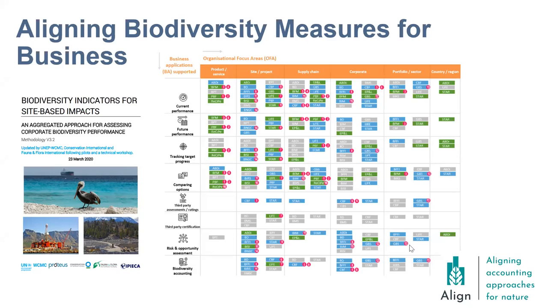And there's also an ongoing piece of work further to the Aligning Biodiversity Measures for Business Collaboration, looking at aligning accounting approaches for nature, which was just launched last week and which is hoping to move towards harmonization in biodiversity measurement. But within this, there are obviously a number of biodiversity footprinting approaches that are referenced in the IUCN guidelines, as well as a number of site-based approaches. For example, the biodiversity indicators for site-based impact method that takes a similar approach to the IUCN guidelines, looking at state, pressure and response indicators at the site level.